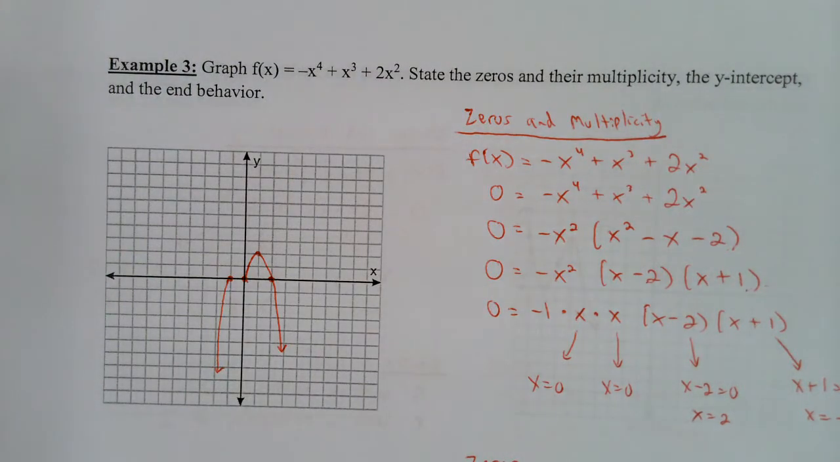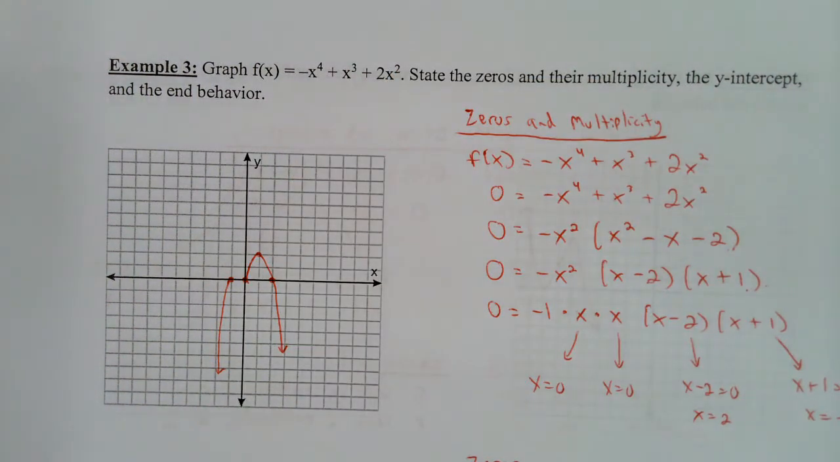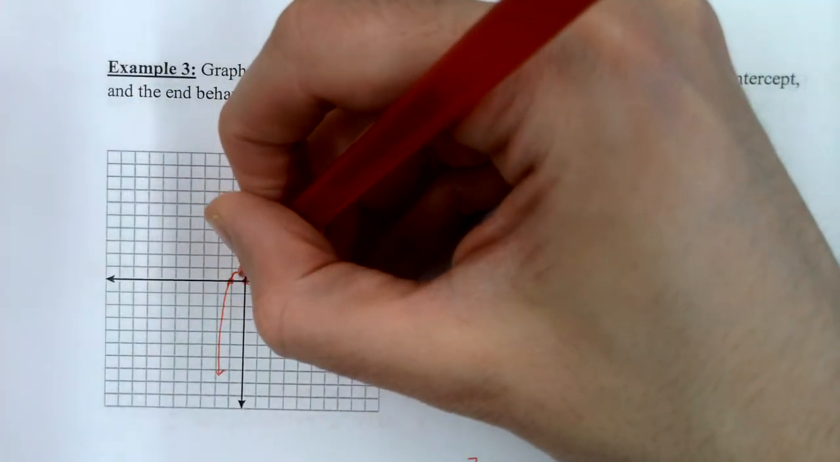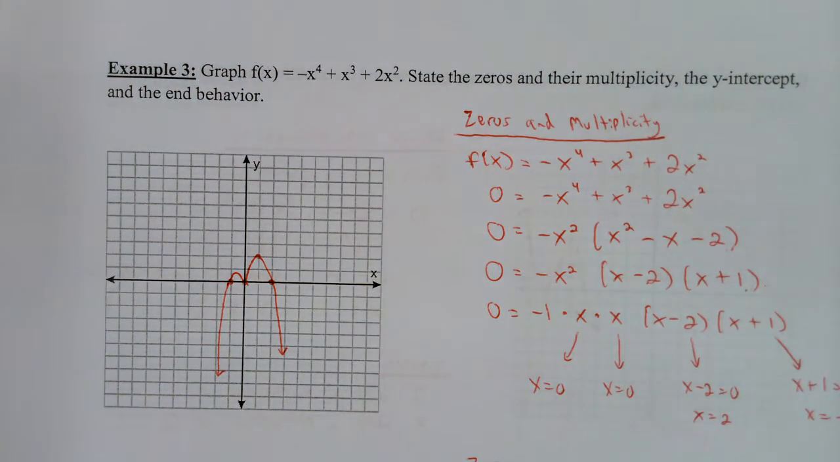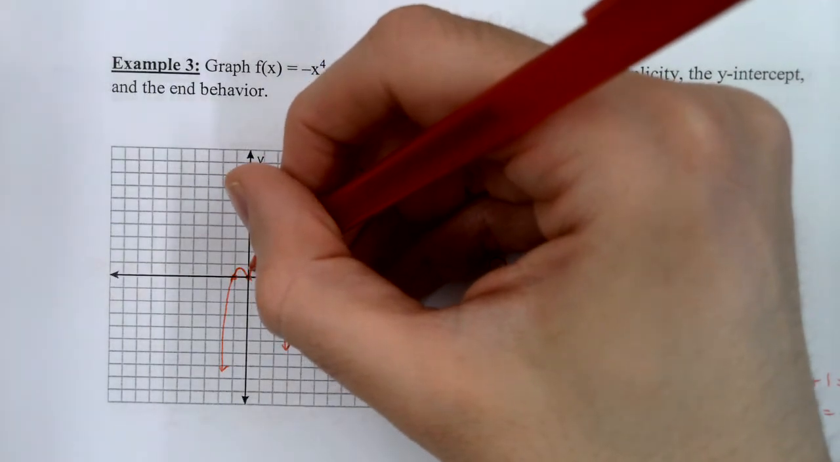Now the only question is, how far up does this go? It's not going to be very far, and I haven't gotten that point, but I'm just going to estimate it like that, and that's good enough. I know it bounces off and comes back up before it goes back down.